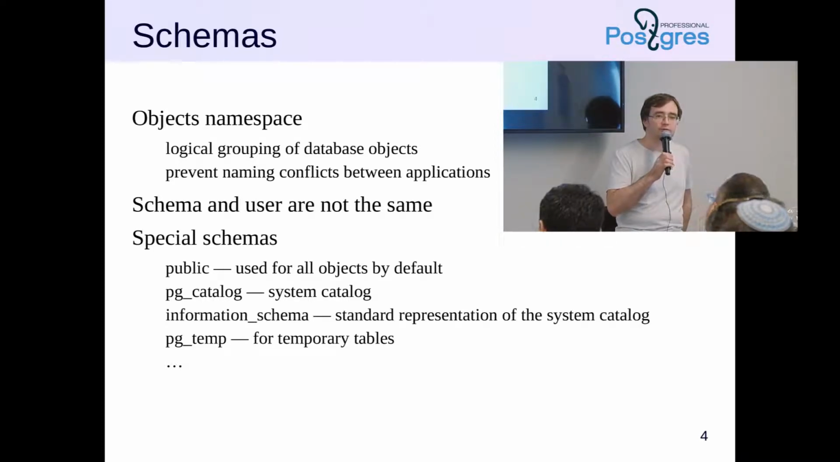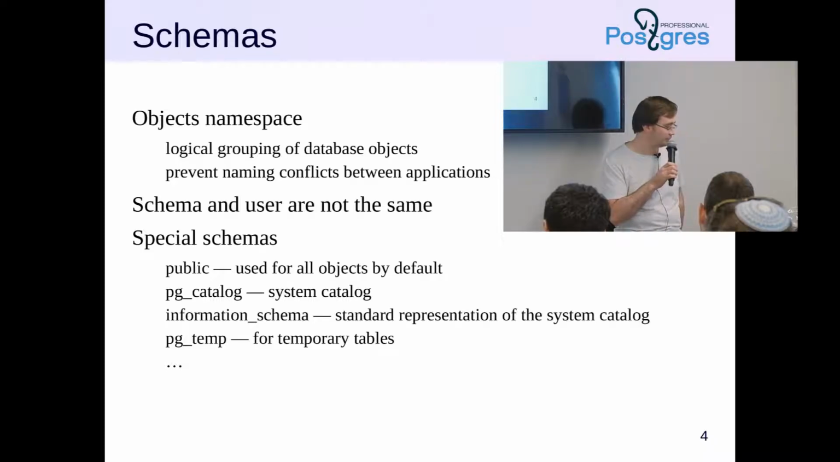All system catalog objects, tables, are in the pg_catalog schema. And there is another schema which is called information_schema. This schema is documented in the SQL standard. It represents system catalog tables as required by the standard. Also we have the pg_temp schema. This schema is used for temporary tables and some other schemas as well.